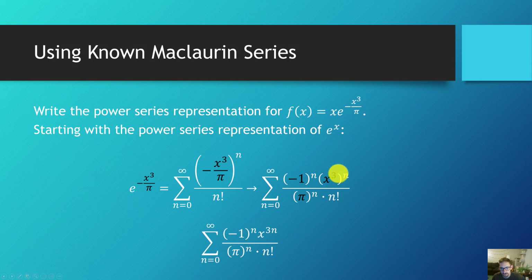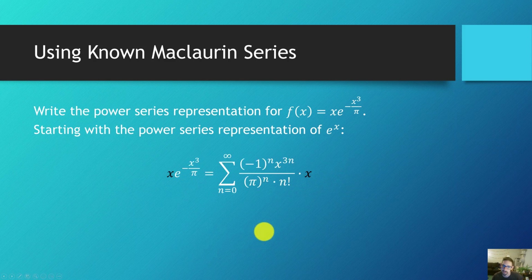Then, last thing to do here is just simplify the x to the 3rd to the n as x to the 3n. Awesome. And now there's only one extra part here, and that's to multiply by x. So I'm going to multiply it on the left and the right. It's x to the first power. We have x to the 3n. So we'll add those exponents together when we multiply.